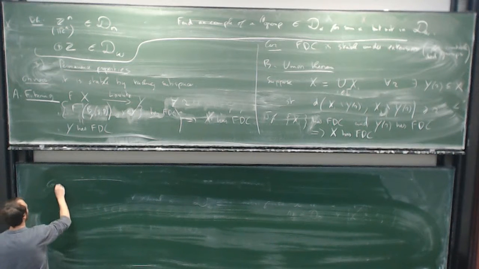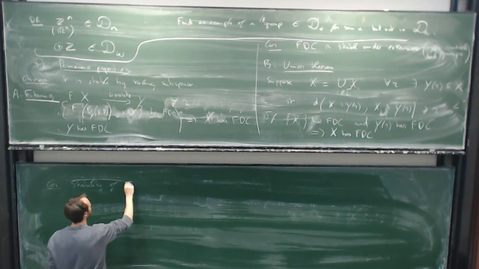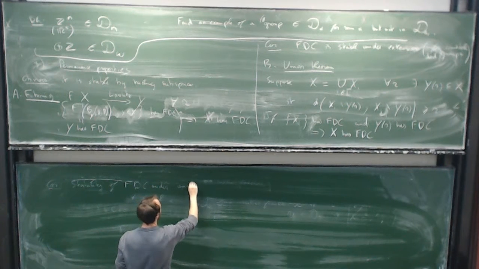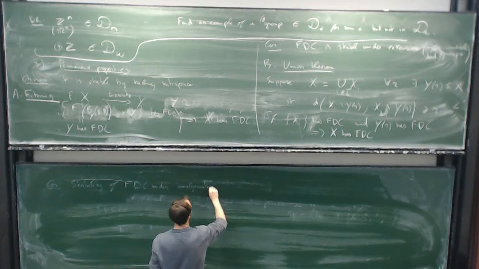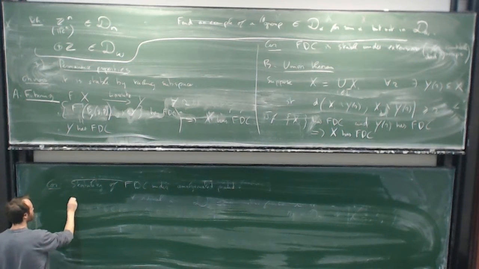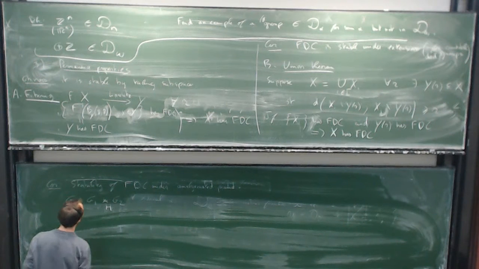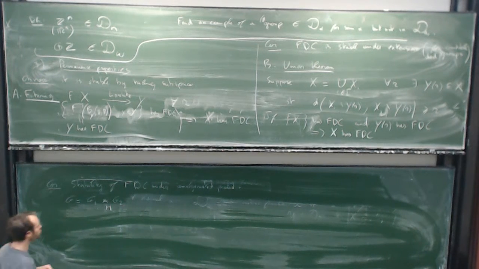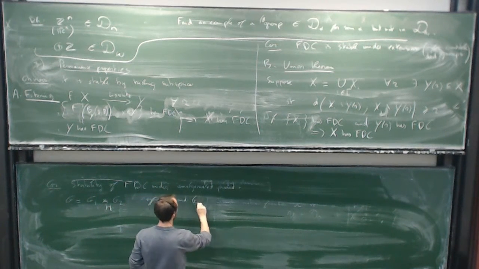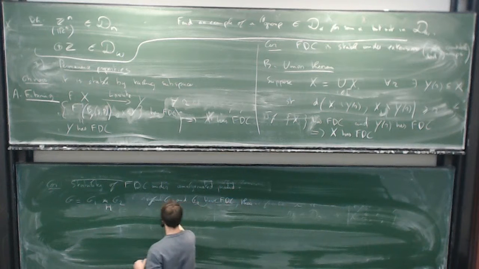So corollary is stability of FTC under amalgamated product. By which I mean the following thing. Suppose G is the amalgamated product of G1 with G2 over some H. If G1 and G2 have FTC, then so does G.